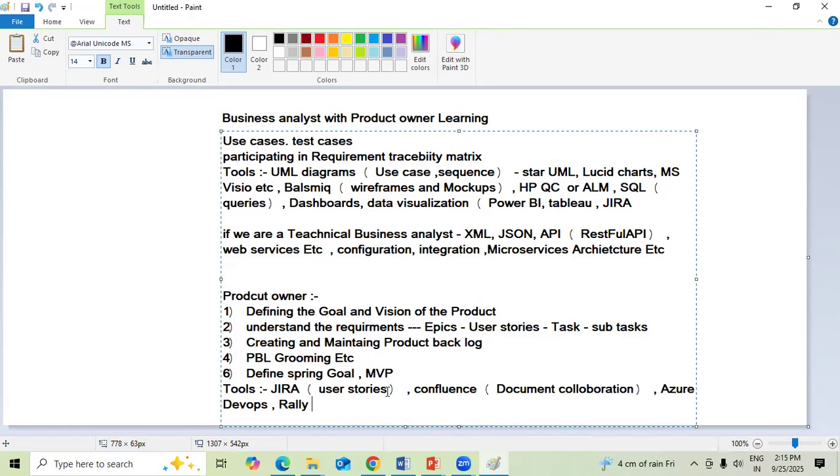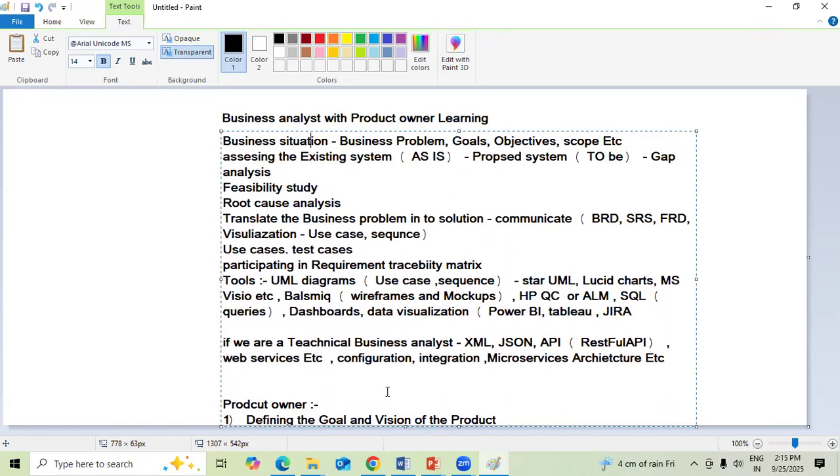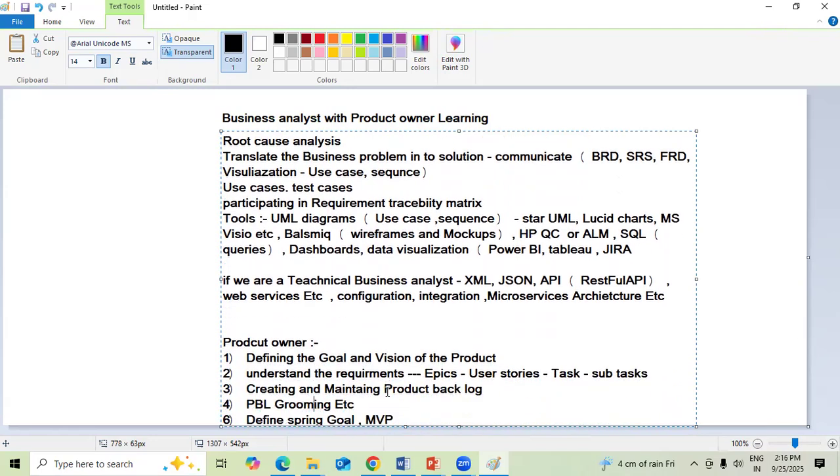So when you want to become a business analyst with a product owner combination, these are the skill sets one must be good with. This is what I'm referring to as responsibilities, and at the same time, these are the skill sets which are required. Next is the Scrum Master part. Business analyst in combination with the Scrum Master, I will be discussing in the next video.